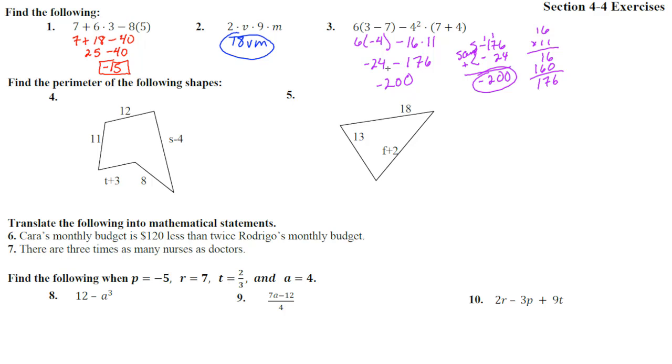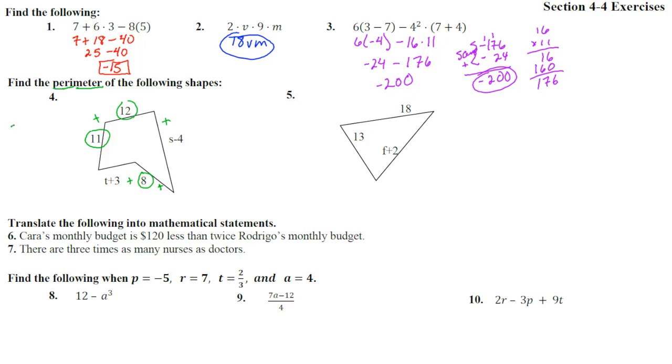Now, what is it with a perimeter here? Perimeter means to go around and measure. So here we're going to start here and we're just going to go around. So we have 11 plus 12 plus s minus 4 plus 8 plus t plus 3. So we can do it a little bit at a time. Let's take these numbers and add them together first. That'll be the easiest. 8 plus 12 is 20 plus 11 is 31.